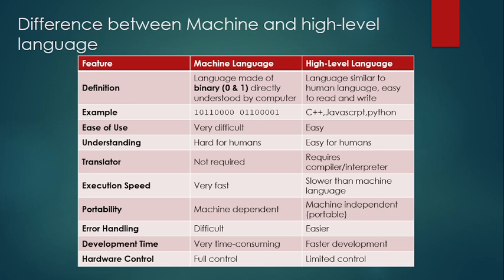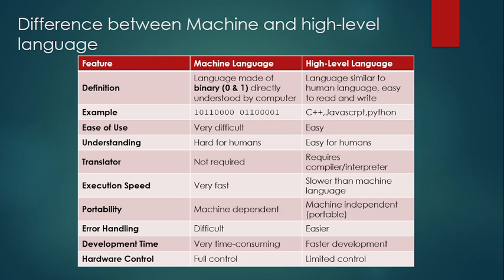Firstly, we talk about machine language. Machine language, we know, is a binary language, and a machine like a computer can easily understand that. But in high-level language, the computer cannot directly understand because it needs a translator. Machine language is very difficult to learn, and high-level language is very easy for humans to learn.